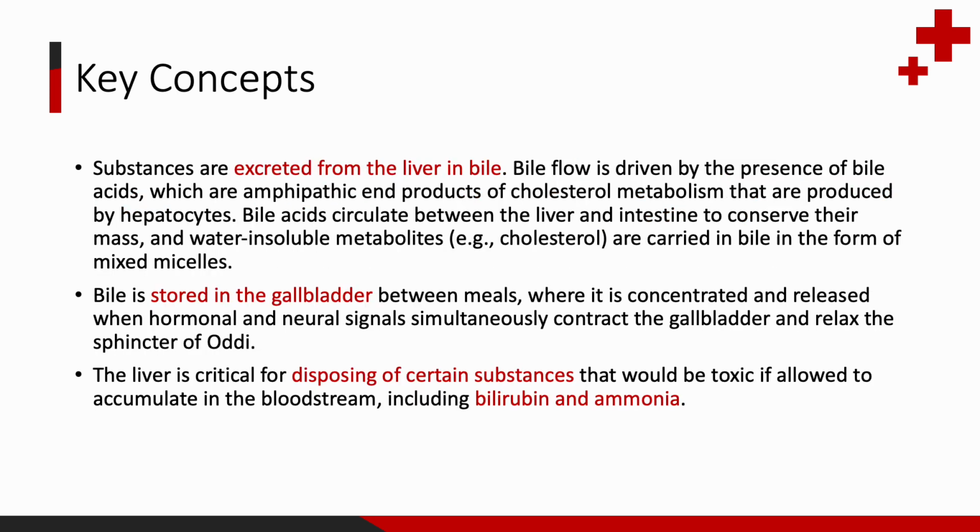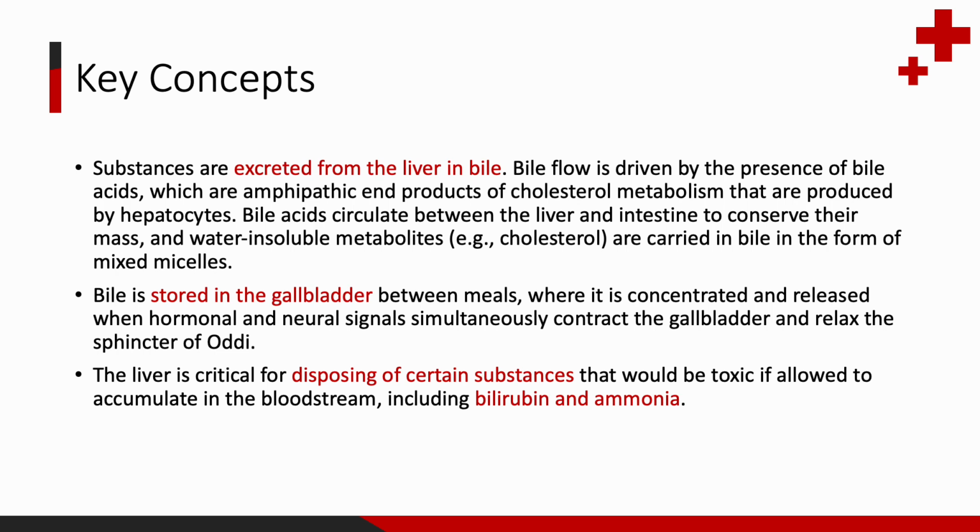Substances are excreted from the liver in bile. Bile flow is driven by the presence of bile acids, which are amphipathic products of cholesterol metabolism that are produced by hepatocytes. Bile acids circulate between the liver and intestine to conserve their mass, and water-insoluble metabolites are carried in bile in the form of mixed micelles.